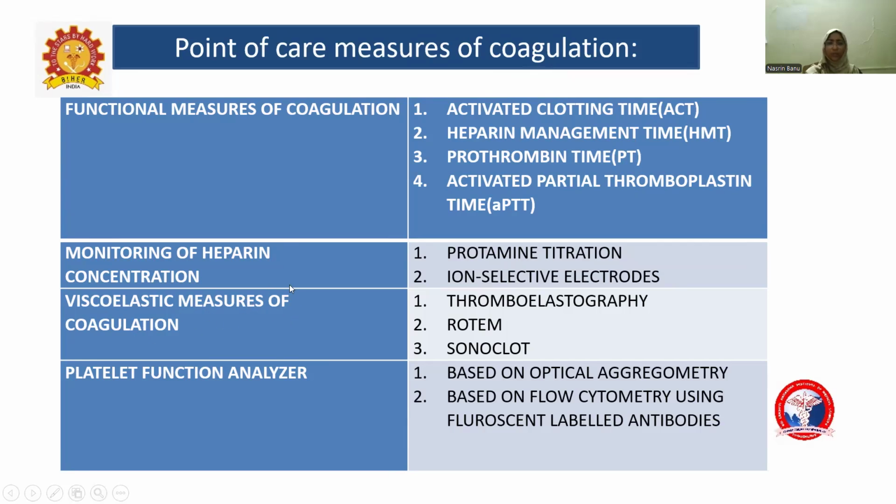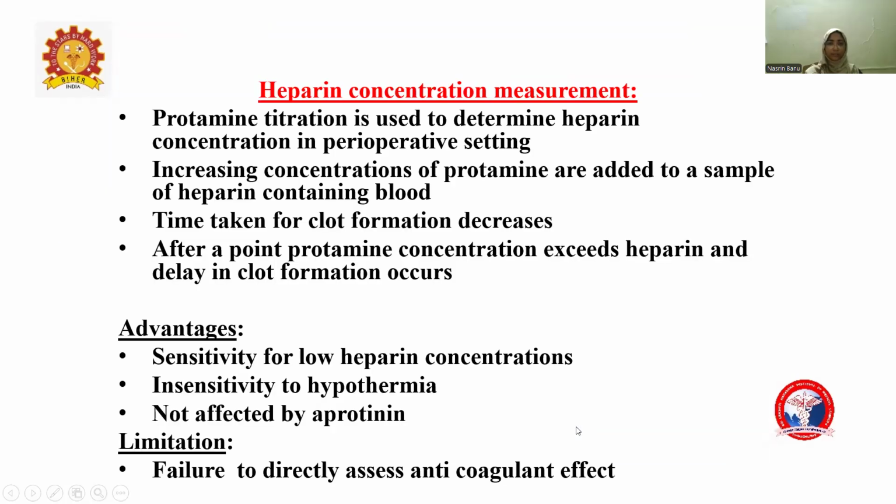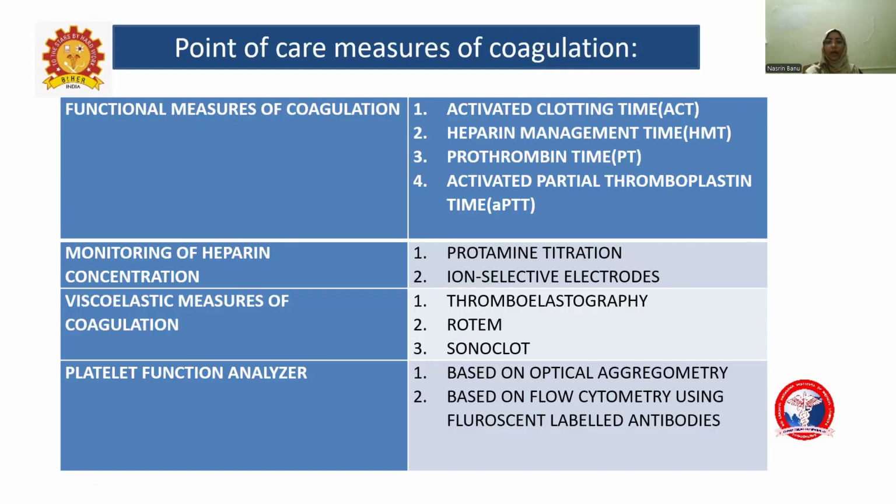Monitoring of heparin concentration uses protamine titration, ion selective electrodes, and other methods. Viscoelastic measures of coagulation are the newer measures of coagulation, which include thromboelastography, ROTEM, and Sonoclot. Platelet function analyzers are based on optical aggregometry and flow cytometry using fluorescent labeled antibodies.